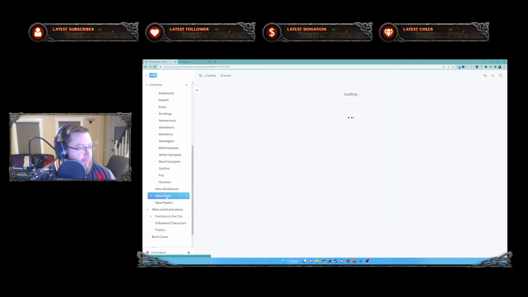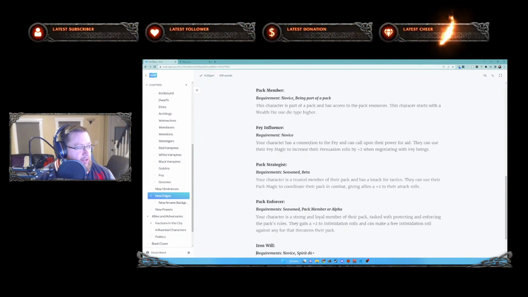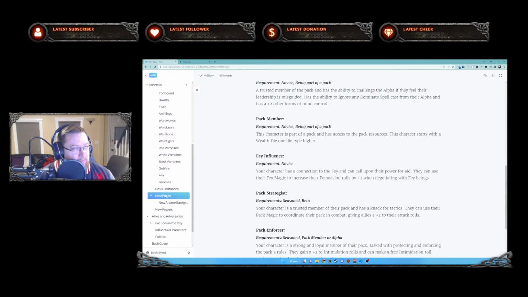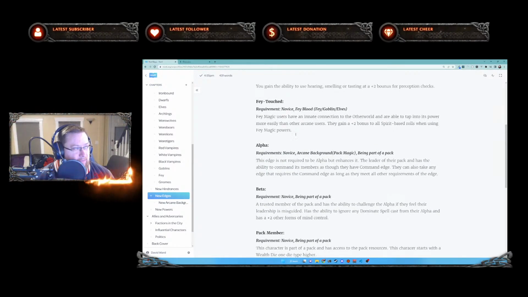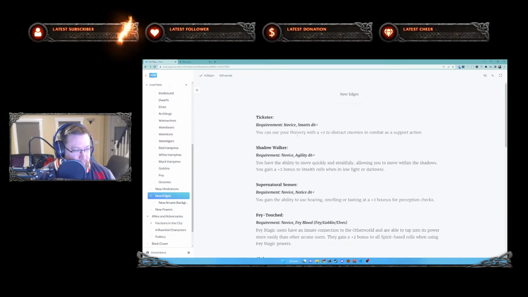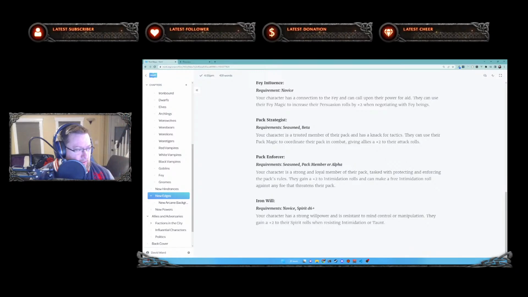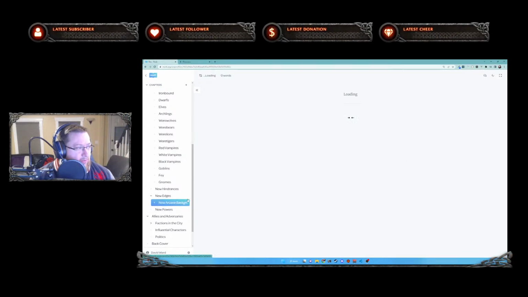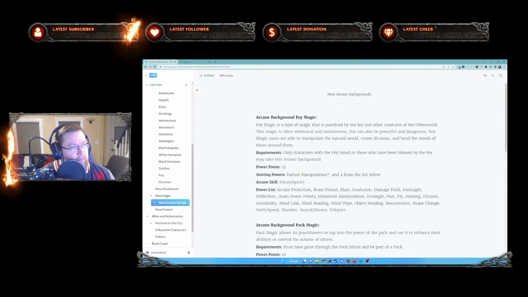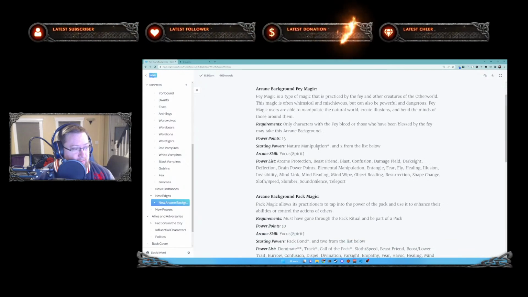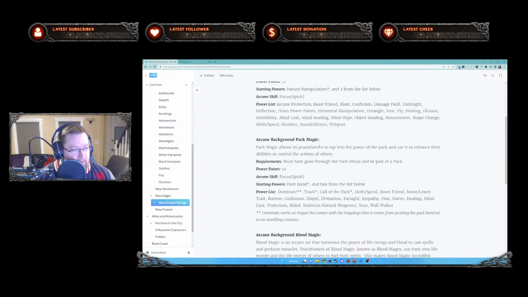So I've also given some new edges, some that are based in pack mentality, some are based in fae, others based on other things. Definitely working on that. Ooh, I've come up with some arcane backgrounds. Like I've created fae magic. It will be a background that you can choose that will give you manipulation of nature and energy and elements and that type of thing.